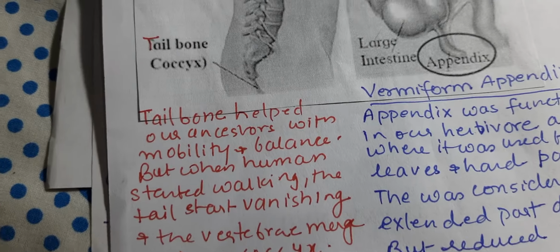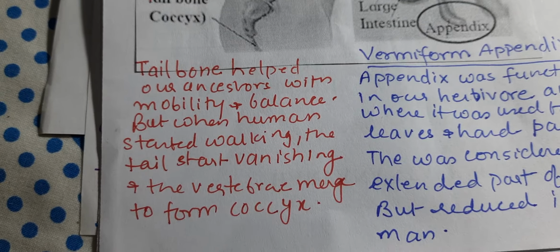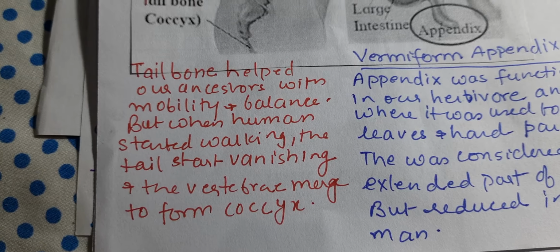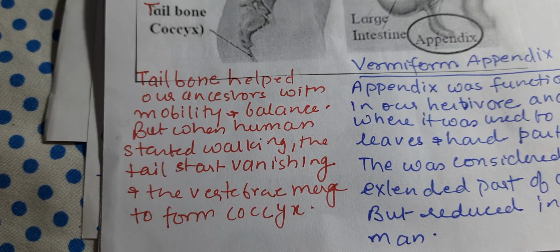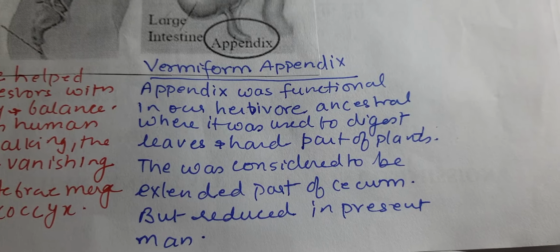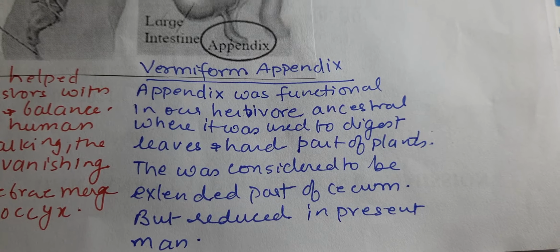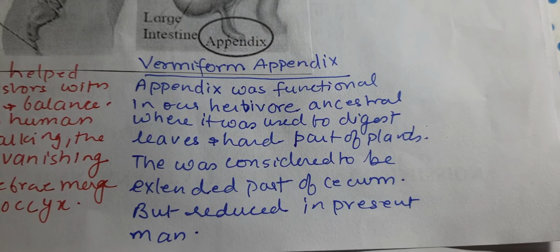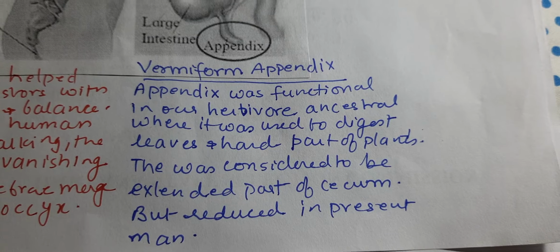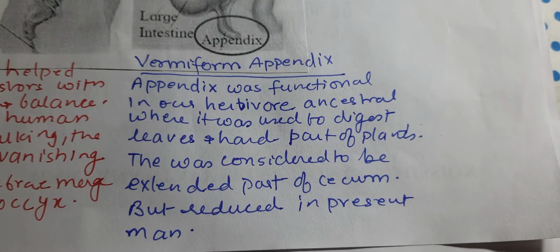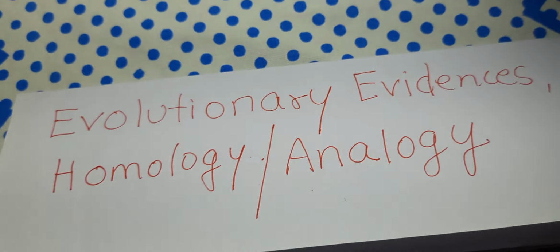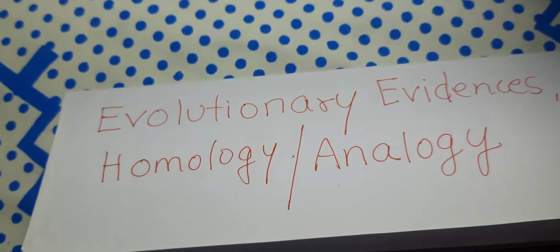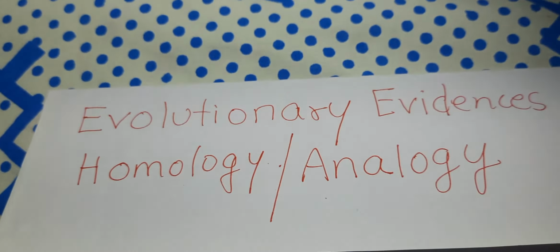Then you can also see the tailbone, which is called coccyx. Tailbone helped our ancestors with mobility and balance, but when humans started walking, the tail started vanishing and the vertebrae merged to form coccyx. Vermiform appendix was functional in our herbivore ancestors, where it was used to digest leaves and hard parts of plants, and this was considered to be an extended part of the cecum but reduced in present man. So these were the evolutionary evidences from the anatomy and morphology. Thank you.